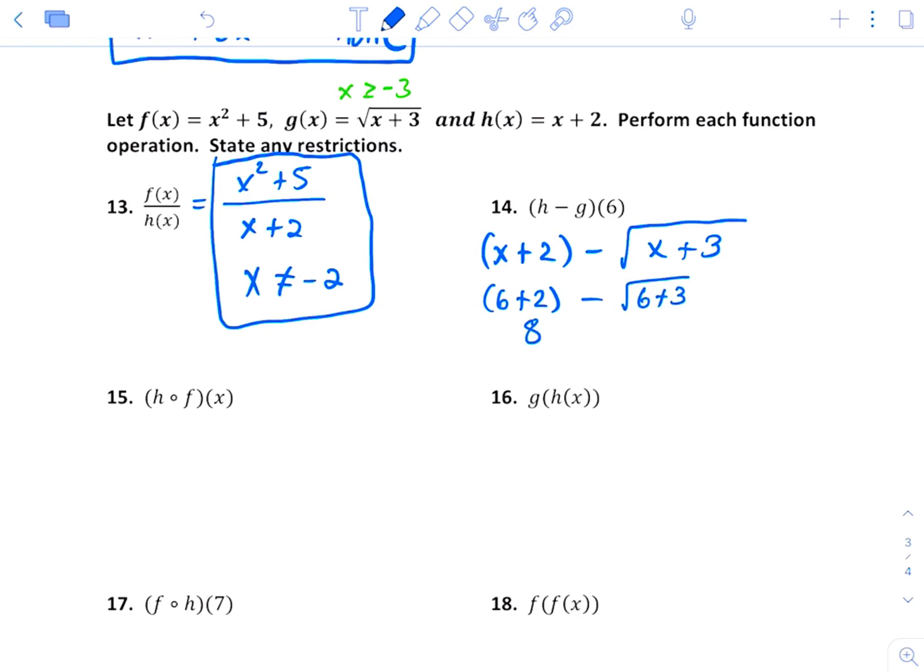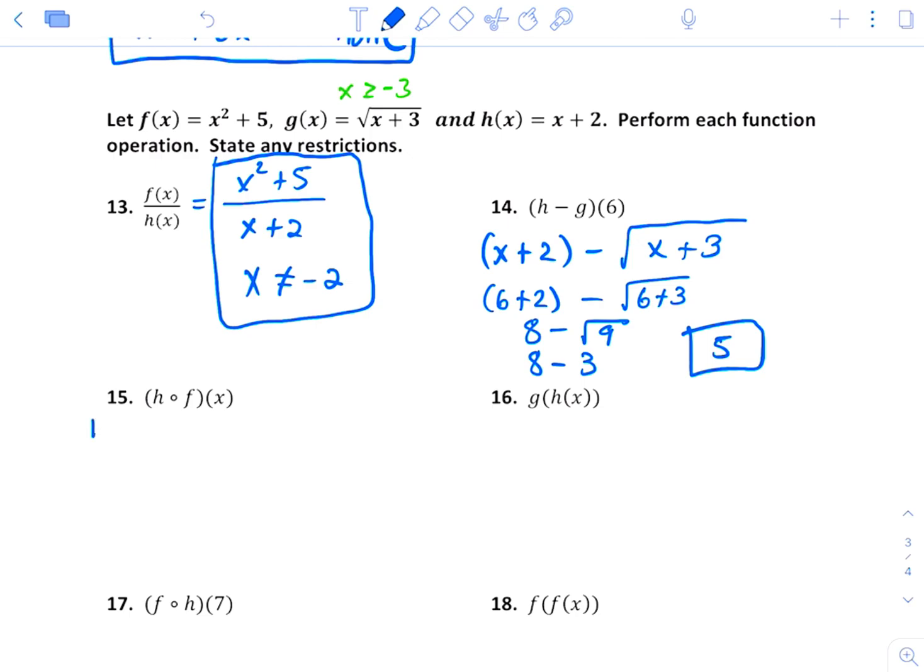So 6 plus 2 gives me 8. And then 6 plus 3 is 9. The square root of 9 is 3. And I'm not putting the plus minus sign here because this was originally written in our problem. We didn't write it in to solve. Okay, so we're only going to take the positive answer when we're simplifying. So 8 minus 3 is going to be 5. Okay, and that 5 is within my restriction when I used g, because 5 is bigger than negative 3. So this is an acceptable answer.